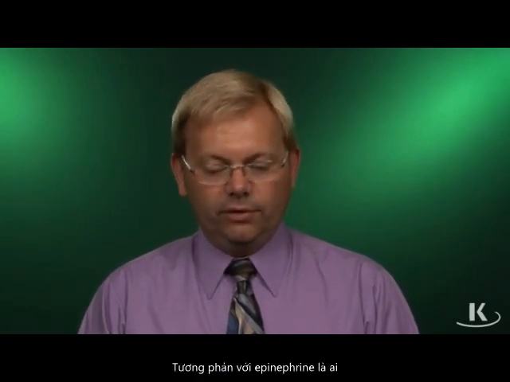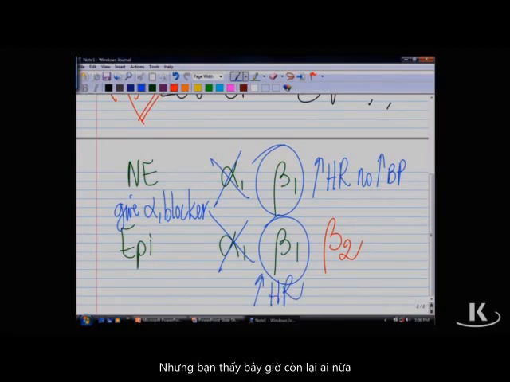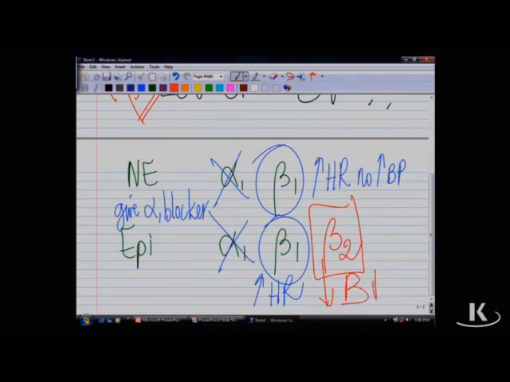Contrast for epinephrine, who's left? Still beta-1, so I'll still see an increased heart rate. But you see who else is left now? The beta-2 receptor. And beta-2 receptor is vasodilating. Now you're going to see a drop in blood pressure.